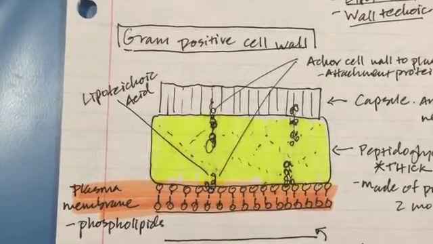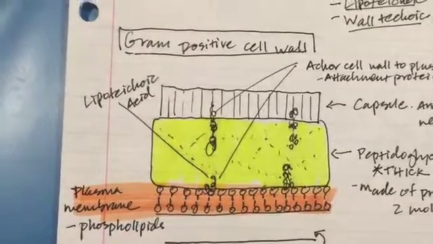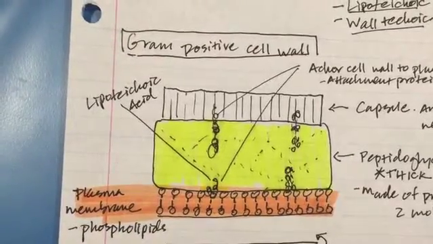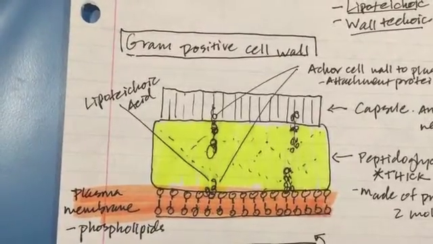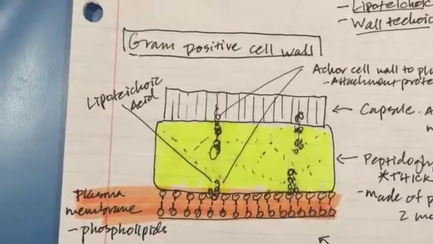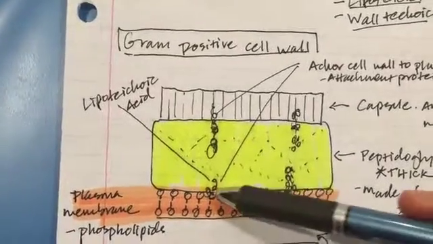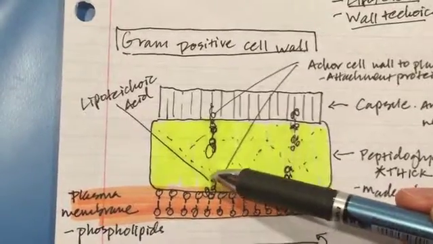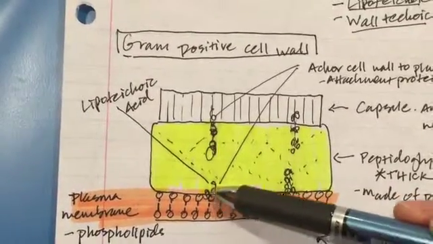Lipoteichoic acids would be an example of a protein found in the plasma membrane. These anchor through the peptidoglycan layer onto lipids that are on the lipid bilayer. So those would kind of go through the peptidoglycan. So it would be lipid to lipid here.